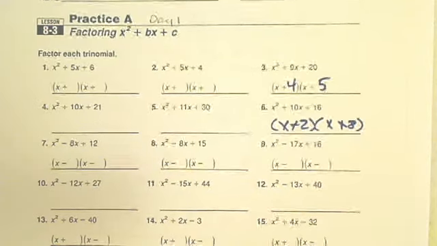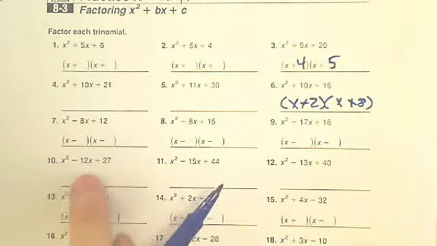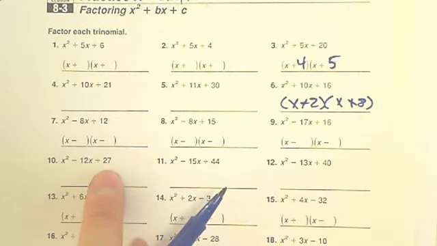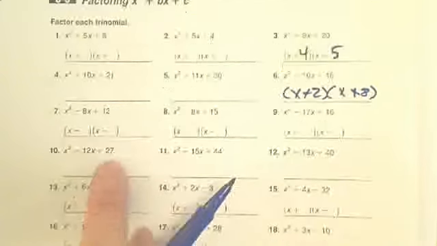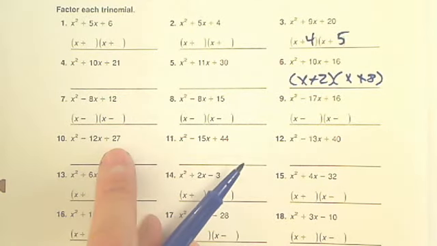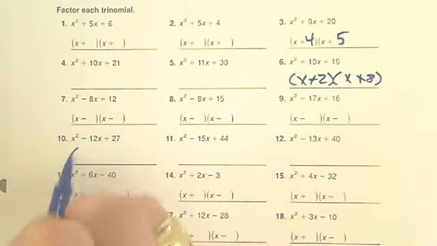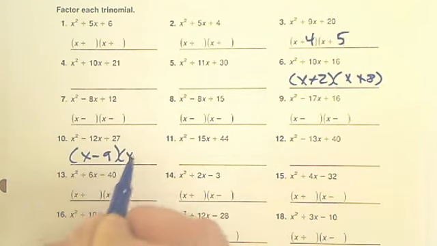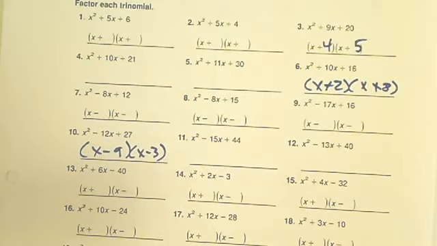Let's do one more. Let's do 10. Factors of 27 that add up to negative 12. Positive 27 adds to negative 12. 3 and 9. Negative 3, negative 9. See how easy that was? A lot of this you can do in your head.